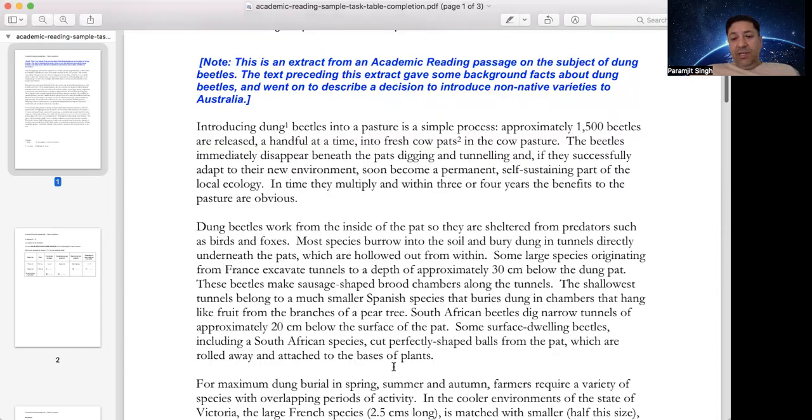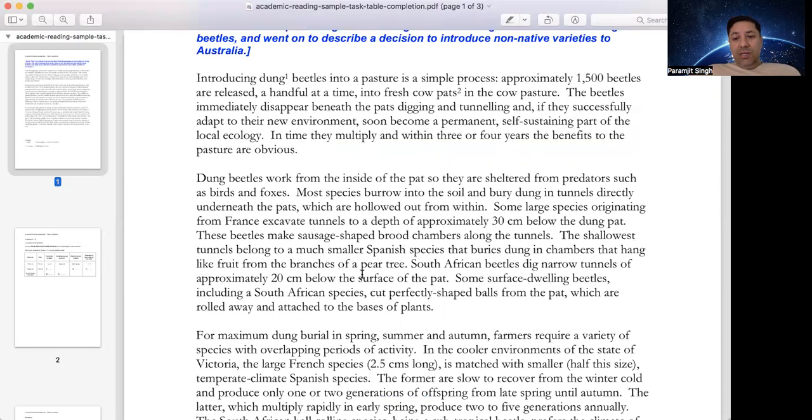Okay, South African beetles, they dig narrow tunnels, approximately 20 centimeter below the surface of the pad. Developing beetles, including a South African species, cut perfectly shaped balls from the pad, which are rolled away and attached to the bases of plants. This species, the South African type, makes a ball shape, which are rolled away and attached to the base of the plant.